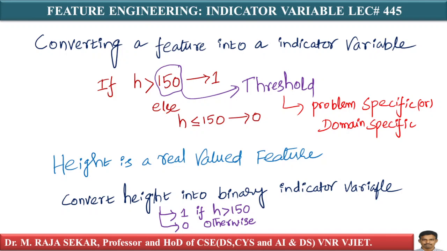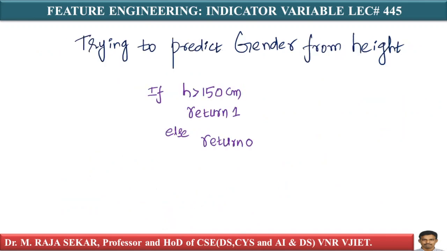Suppose I am trying to determine whether a given person is male or female, if I am trying to predict gender from height, probably 150 centimeters may be the right threshold, because you seldom see men who are less than 150 centimeters. This is very problem specific. This is one way, by just using an if else condition. The whole thing can be written as, if height is greater than 150 centimeters, return 1, else return 0. So you can convert your real valued feature into an indicator variable using a simple if and else condition.